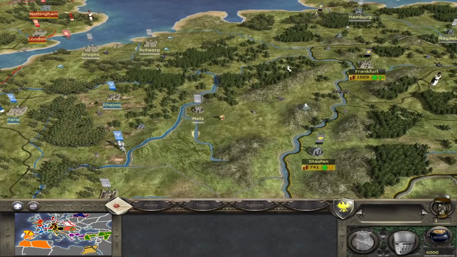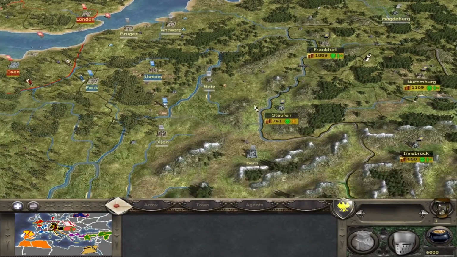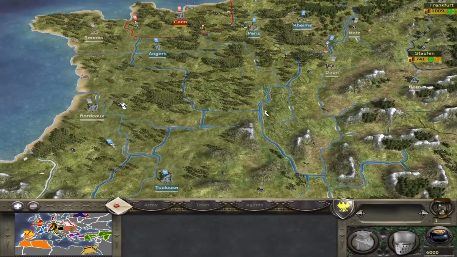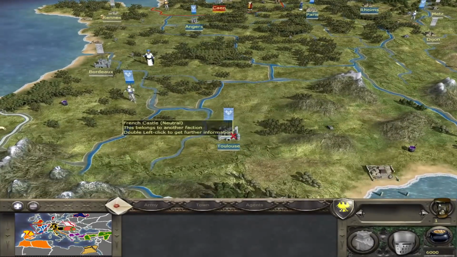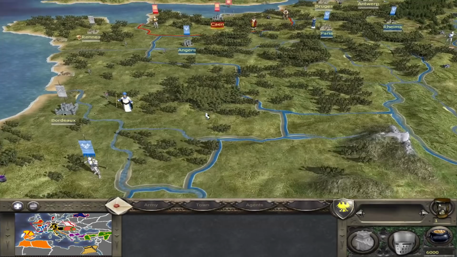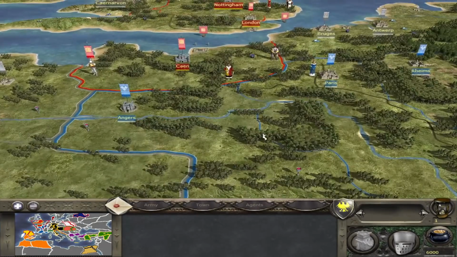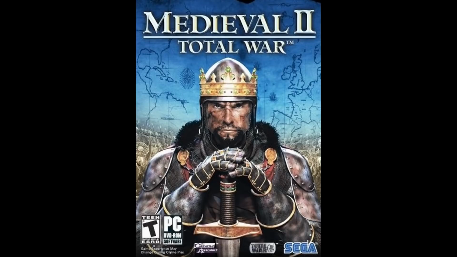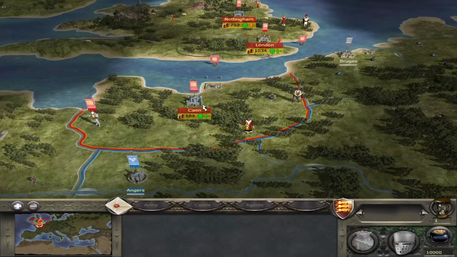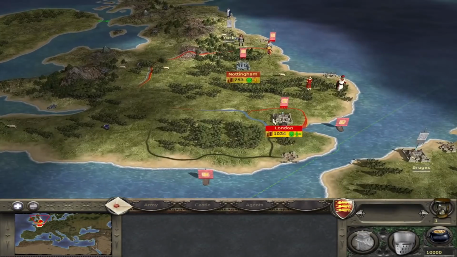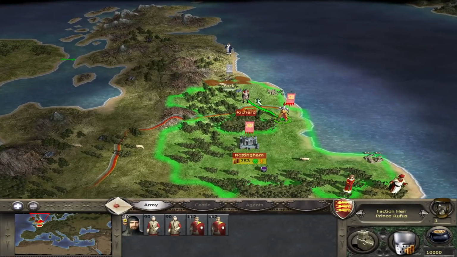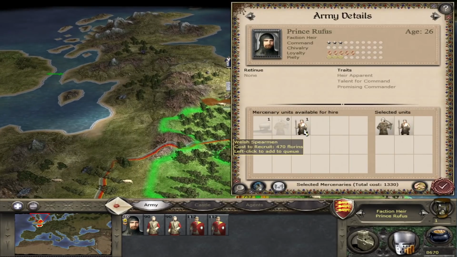border the United French. Welcome to the history of the world according to Total War, and this is part 5, using the source Medieval 2 to explain historical events. Pay attention, class. A lot of this could come up on the exam.